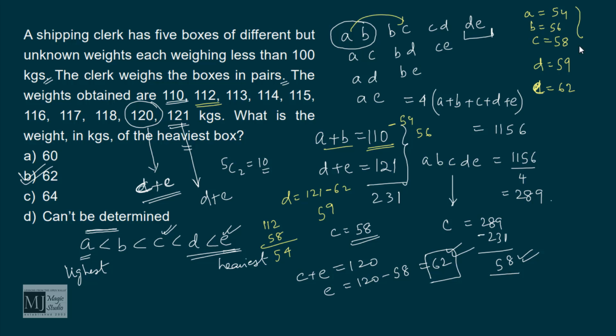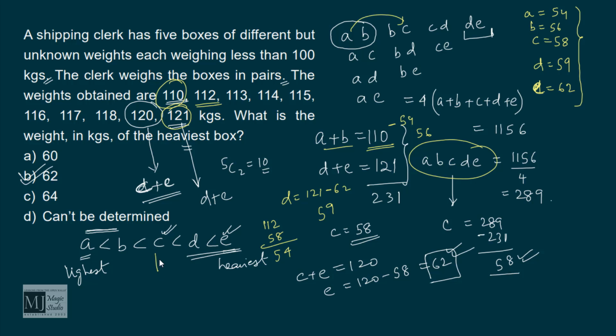Yes, we have the value of all the 5, and you might check when you add these up in pairs, you will get this sequence. So the process is simple. Add up all, divide by 4, that will give us the weight of all 5. Done. The smallest weight should be of A plus B. The heaviest one would be of D plus E.